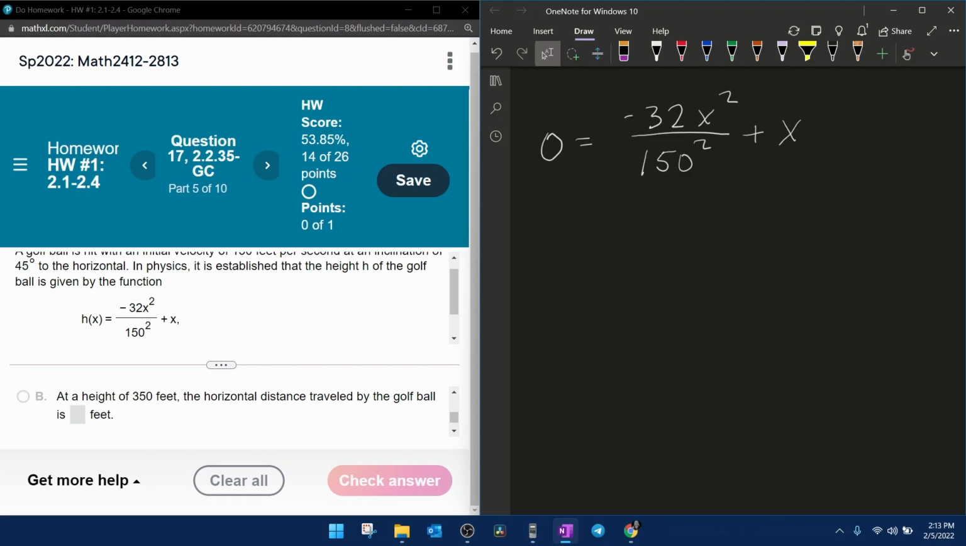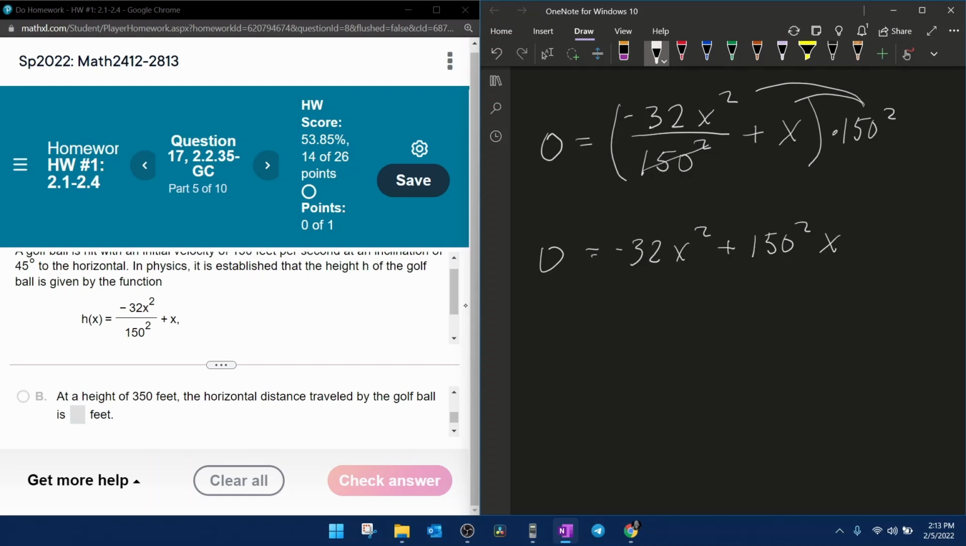So here I've got my equation set up where h of x has been replaced with 0, and I would like to go through and solve for x. And so I think the first thing I would like to do is to get rid of the fraction. The way I can do that is I can multiply both sides by 150 squared. On the left-hand side, 0 times anything is still going to be 0. And that means I'm going to have to distribute this 150 squared, which is going to cancel this guy out, leaving negative 32x squared, plus 150 squared x.